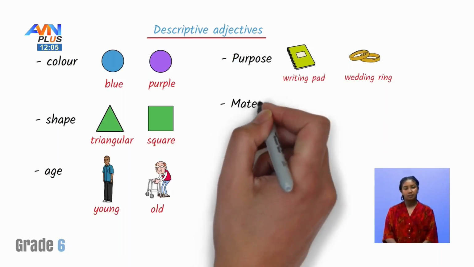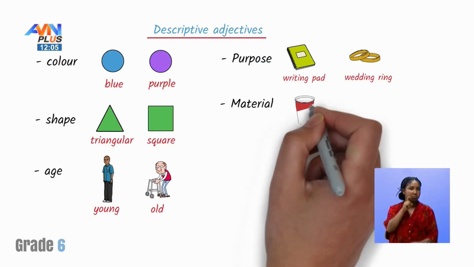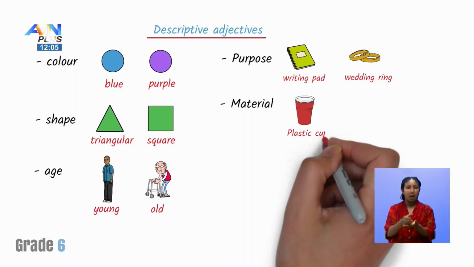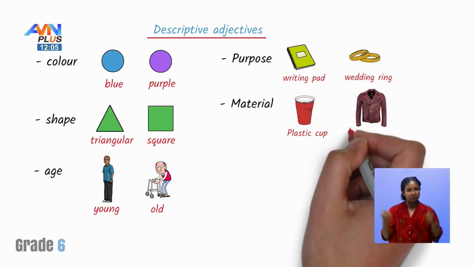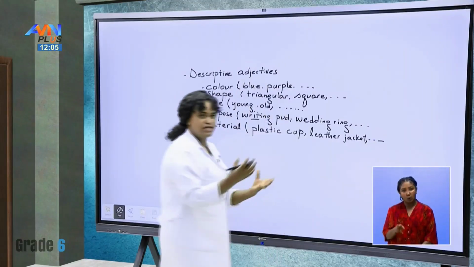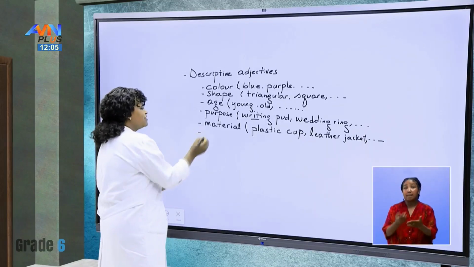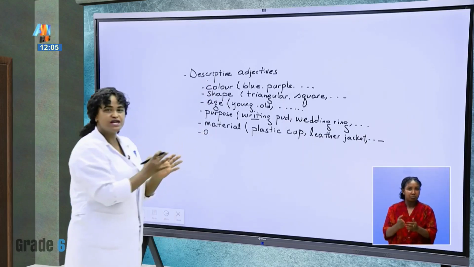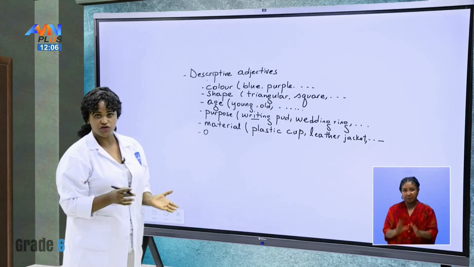And the other one, material. For example, plastic cup. Yeah? Plastic cup. Yes? Or leather jacket. Or woolen suit, etc. This is what? The fabric or the material. The other, opinion. Actually, opinion comes at first, but without the order, we are simply looking at the types of adjectives that are bounded under descriptive adjectives, all right?